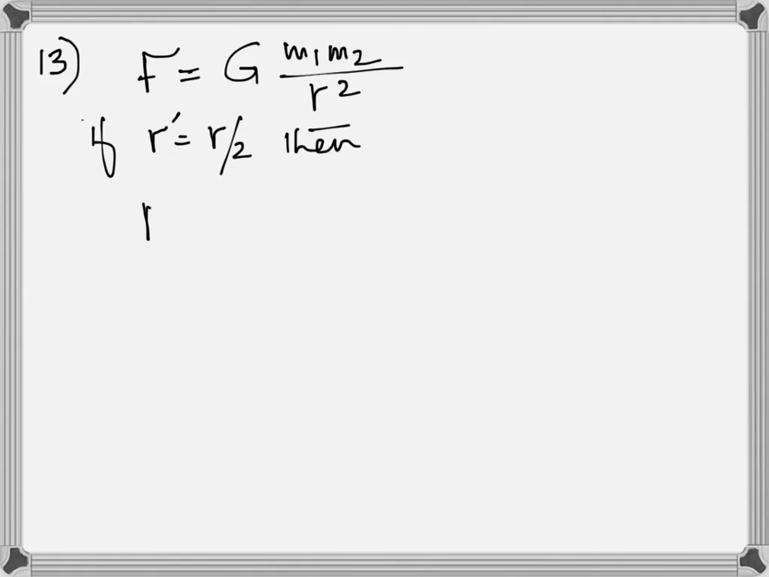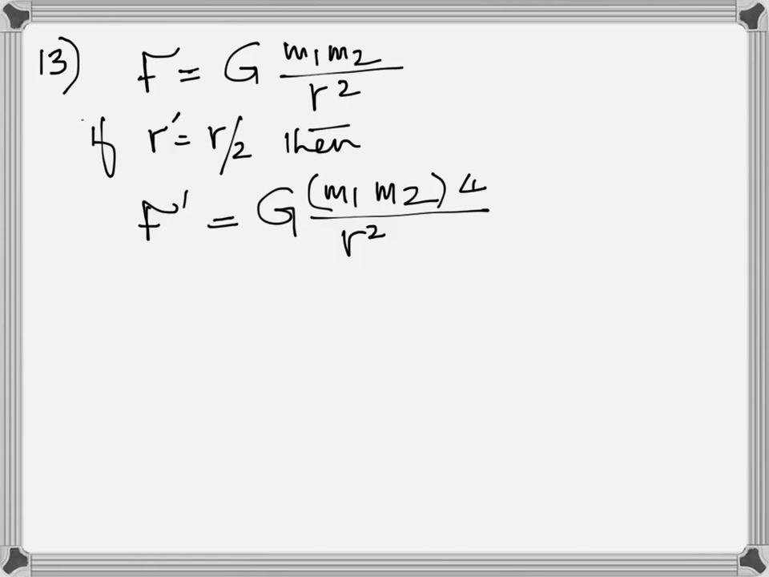what happens? Yeah, the square makes it 4, and the 4 goes to the top, isn't it? Because it will become r squared divided by 4. So that 4 goes to the top. So F, oh, I should have put F prime is 4 times F.